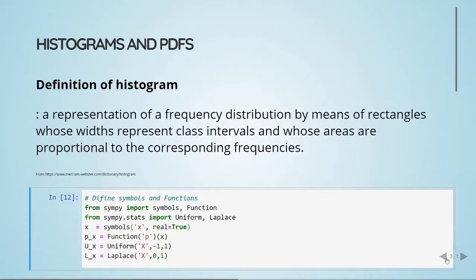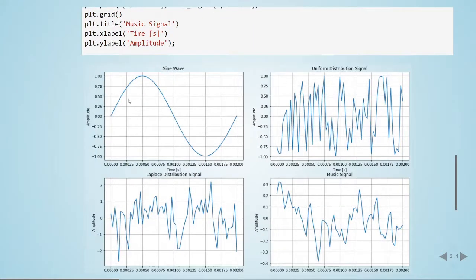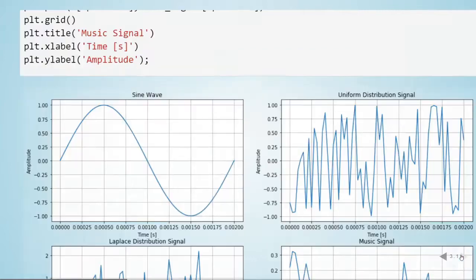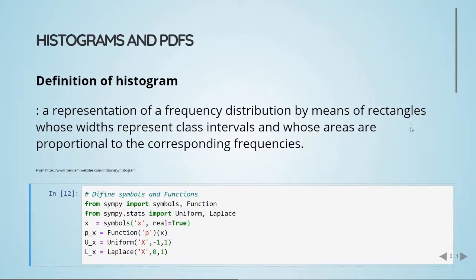What we mean by that is that, for example, when we look at the sine wave, we have values from -1 to 1. We will divide these values into some intervals that we are going to call bins, and then we will count how many values are inside each bin, and this way we can build a histogram.